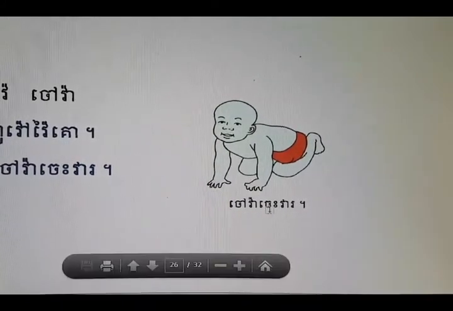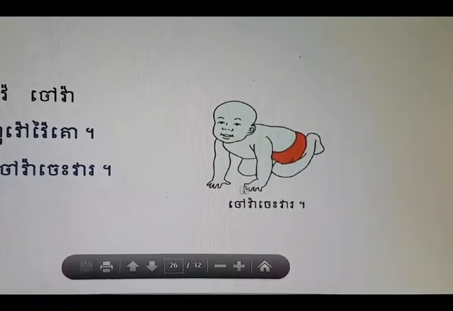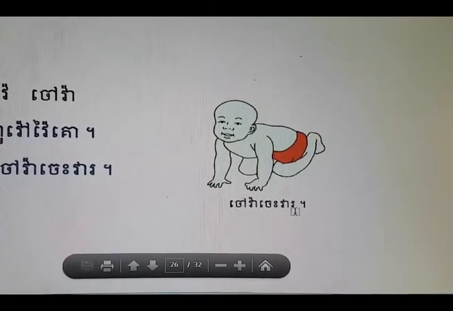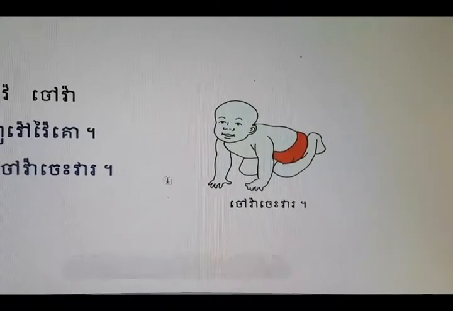Here the picture is a baby crawling. So the name of this baby is written here, and the caption says the baby is crawling.